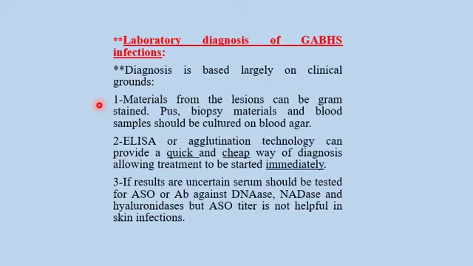ELISA or agglutination technology can provide a quick and cheap way of diagnosis, allowing treatment to be started immediately. وهنا immediate treatment is very important, especially in children. عشان هنشوف دلوقتي إن في complications of the streptococcal infections can be very serious. عشان كده لازم إن احنا نعالج. We have to treat any streptococcal infection from the beginning, especially in children.